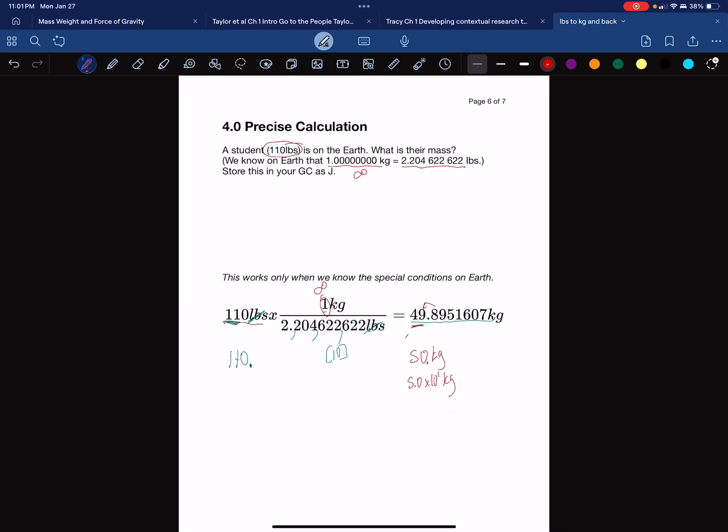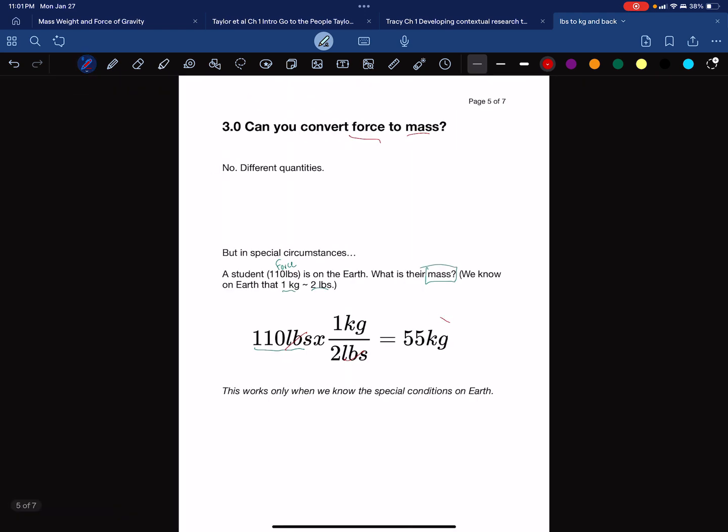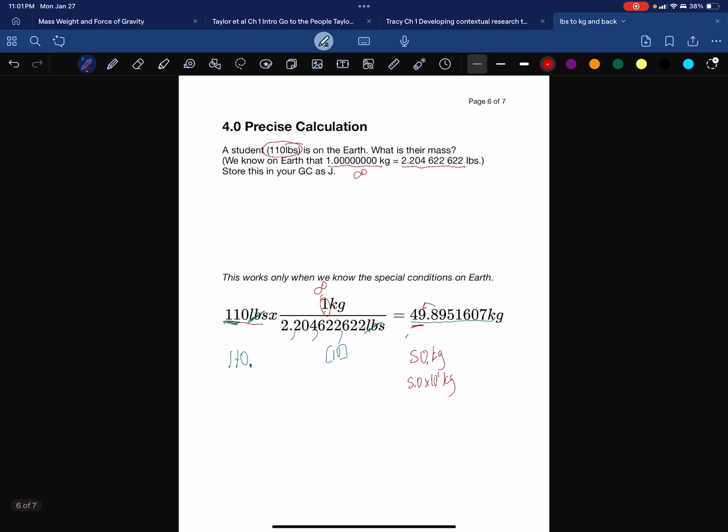When we did the estimate in the previous page, we got 55, and that's, of course, an estimate that's about 55 kilograms. And we find out here it's exactly 50, 5.0 times 10 to the 1 kilograms. That estimate got us pretty close. We knew it was about the size of 50 or 60, not the size of 100 or 800 or something like that.